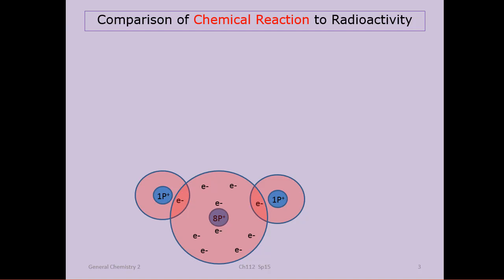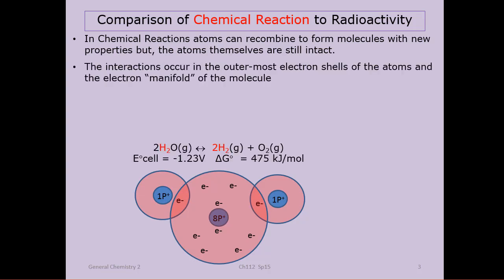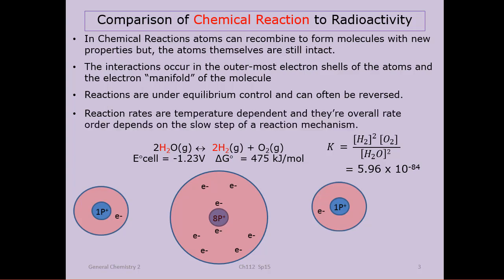I would like you to compare chemical reactions to radioactivity. In chemical reactions, atoms recombine to form molecules. The atoms themselves remain intact. The interactions occur in the atomic shell; in other words, it's the electrons that are involved in these reactions. We know it's under equilibrium control. You can reverse it or control it according to Le Chatelier's principle. And when it comes to the rate, we know that it's temperature dependent. It depends on a slow step of the mechanism. You can alter that with temperature, complexity and catalysts.